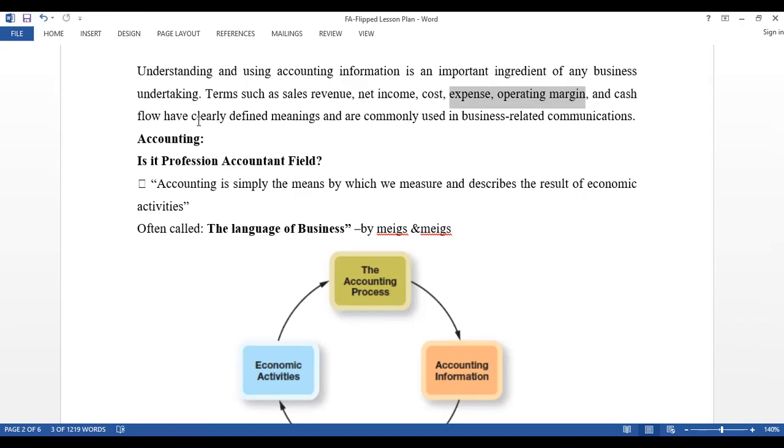And accounting is the same. That is not necessary only for the accountant professionally. It is basically measuring and describing the result of economic activity and business activity. It just measures and describes the business activity. If any person wants to do a business, they need to understand accounting. Simply, it is a language.